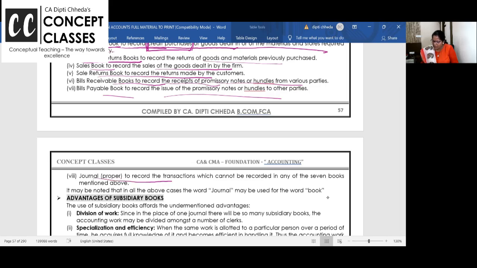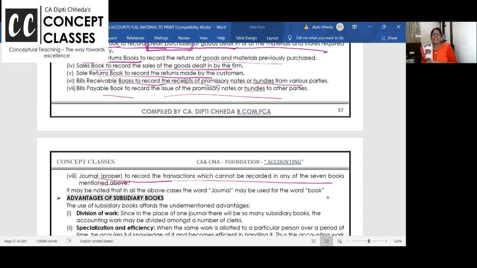Journal proper is used to record the transactions which cannot be recorded in the other 7 books. So now you tell me on your fingertips, what is the reason for the subsidiary book? It's like breaking a jigsaw puzzle. Have you ever played a jigsaw puzzle? We join all the parts.